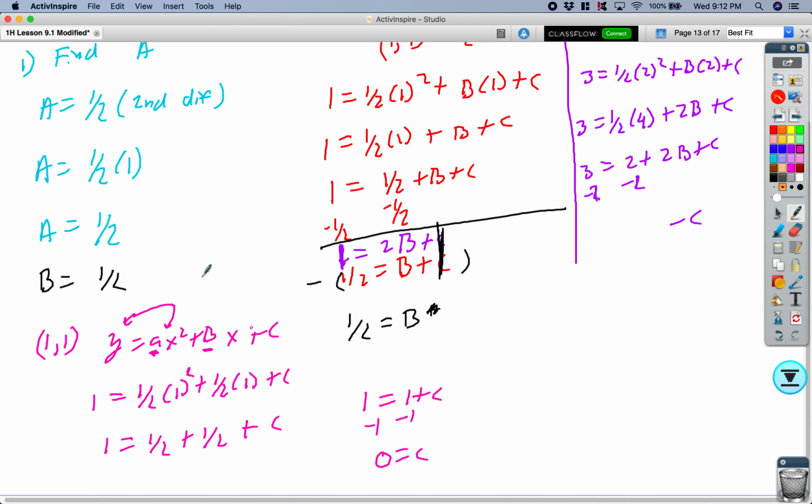So now that I have my a, my b, and my c value, in blue I get the explicit form of y, or f of x, is equal to 1/2 x squared plus 1/2 x. You could plug in the c value for plus 0, but not necessary.